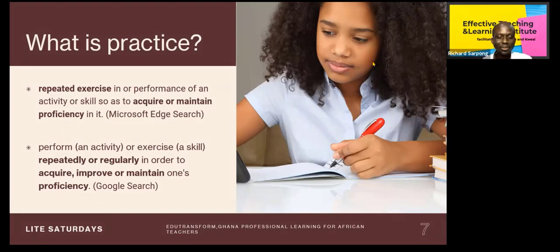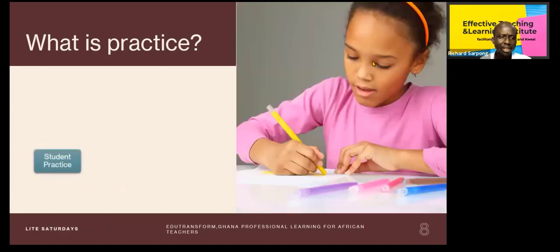Right, so from the definition as we've looked at, practice or exercises are repeated activity. They should be done regularly in order for a student to acquire, improve, or maintain their level of proficiency. So if you look at how students practice in the class, there are certain key roles that a teacher plays in this, not just designing the practice tasks, but in administering the practice where the students are responding to it.